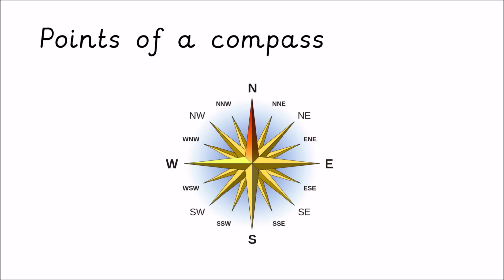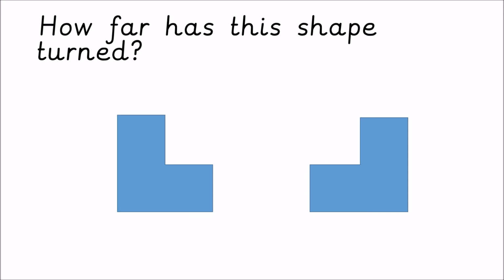Next, let's look at points of a compass. Now, we have looked at this in geography. We know that a compass shows us the way that we are facing. We know that north goes towards the top of the globe, more or less, and south goes towards the bottom. We've got east and we've got west as well. So there'll be some questions based around this on your worksheet, but suffice it to say, if I'm facing north and I turn to face east, I have done a one quarter turn. Hopefully that makes sense to you.